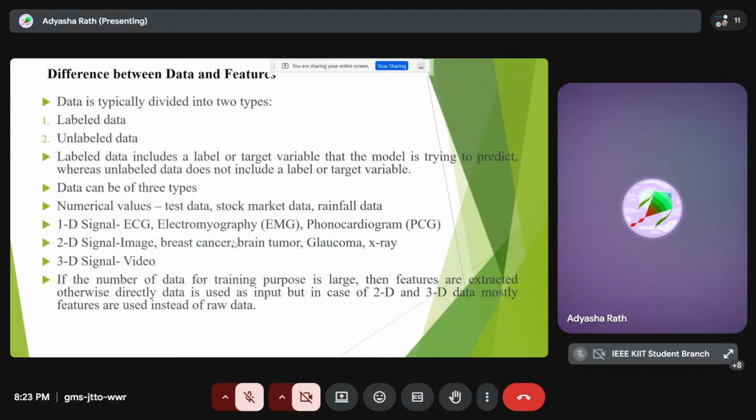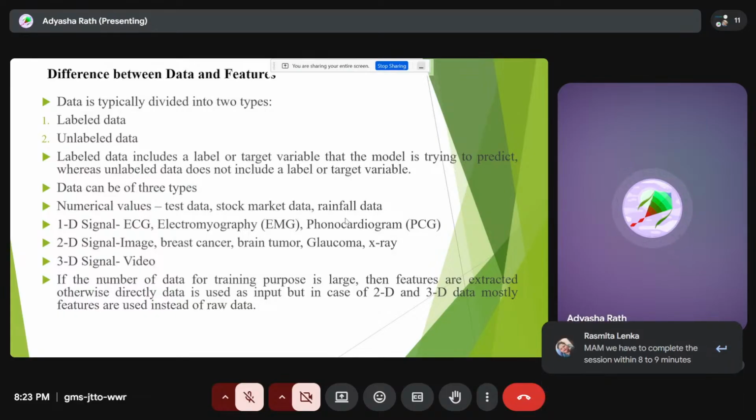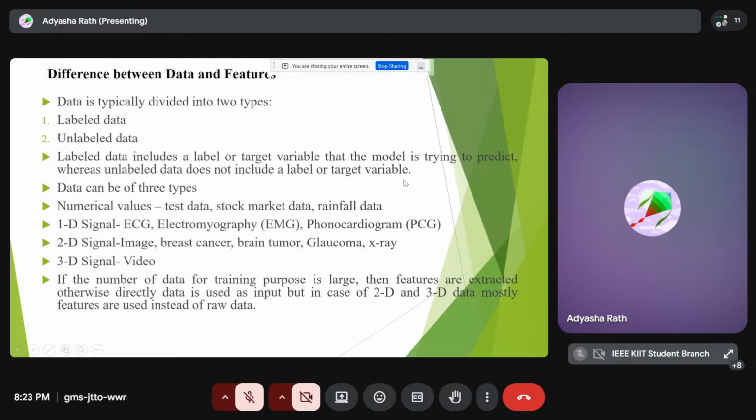Then coming to the difference between data and feature. Hello, am I audible? Yes, ma'am, you are audible.